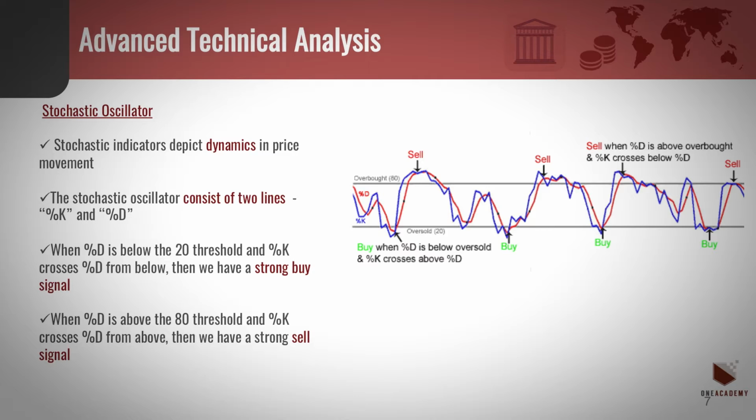When %D is below the 20 threshold and %K crosses %D from below, %D is the red line, %K is the blue line, then we have a strong buy signal. When %D is above the 80 threshold and %K crosses %D from above, then we have a strong sell signal.